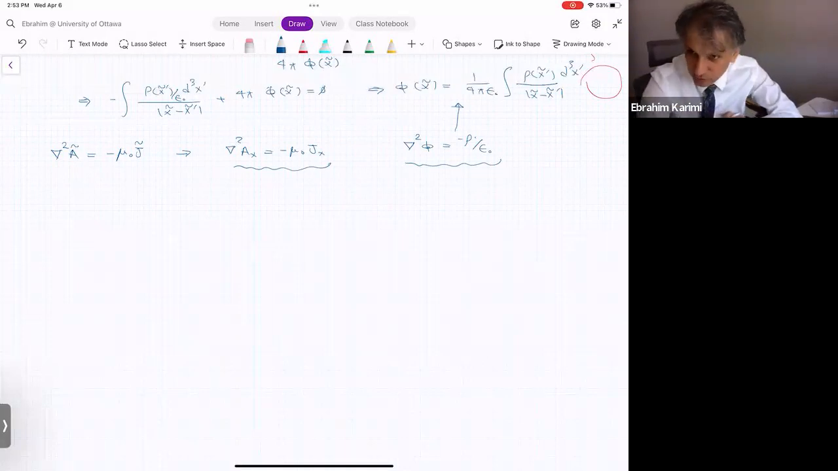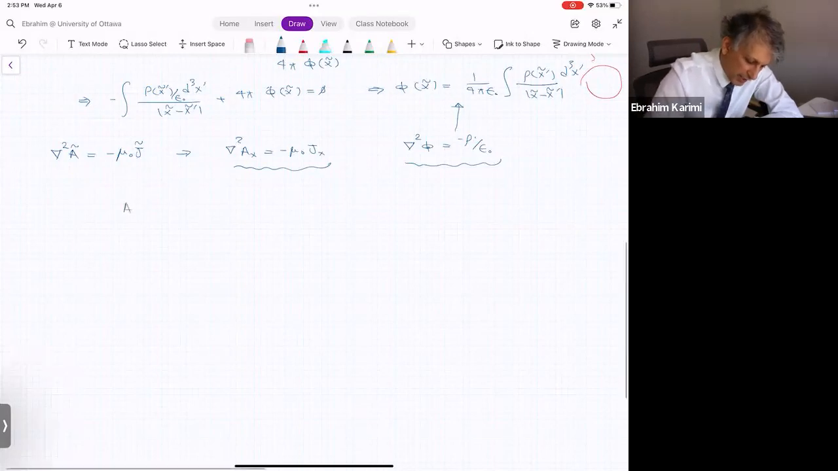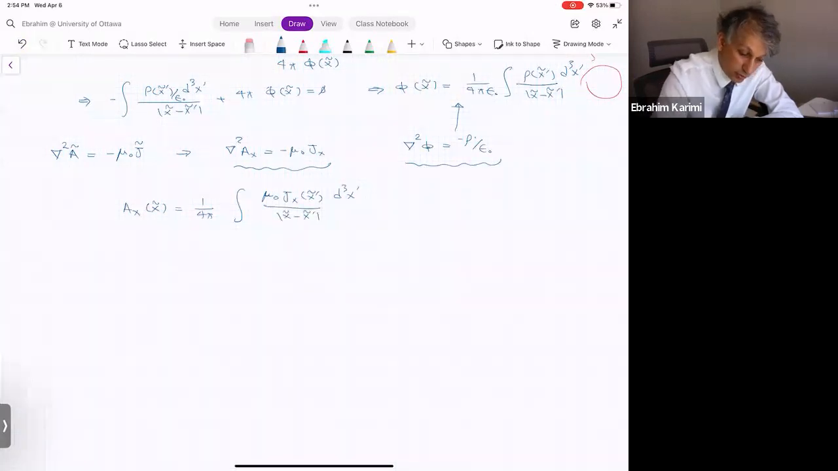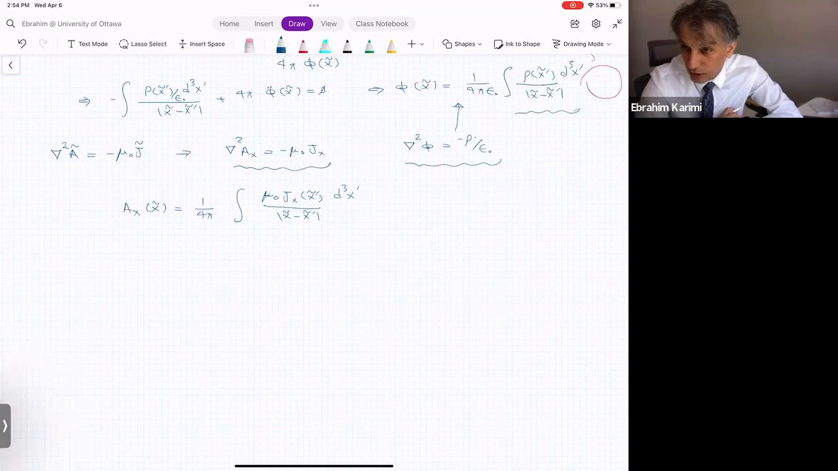Here, the same situation. As soon as the charge and the current densities are localized within a certain volume, then the solution that we are expecting for A_x of x will be exactly in the same way, 1 divided by 4 pi times the integral of mu 0 J_x of x prime d3x prime divided by |x minus x prime|. What I have done is I just looked at the expression that I had for the potential, and I replaced rho of x prime with mu 0 J_x.